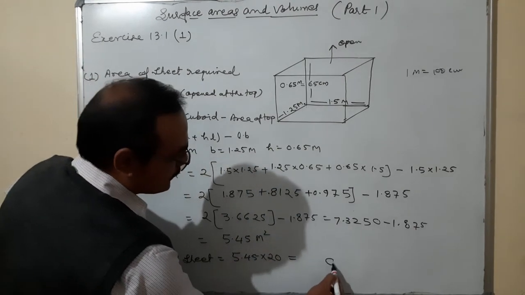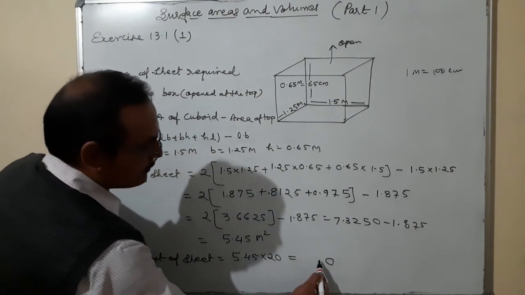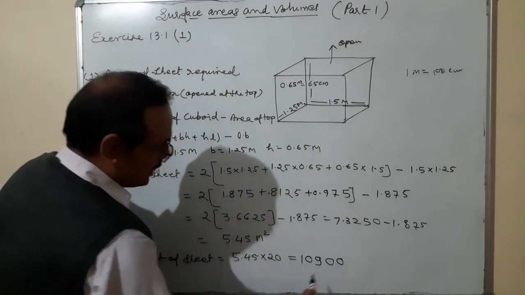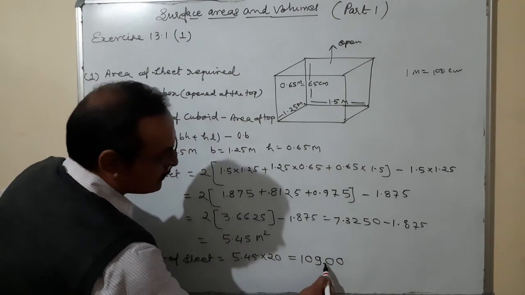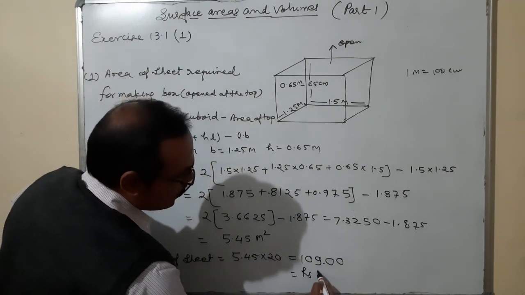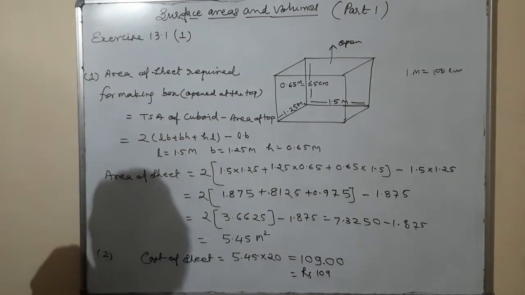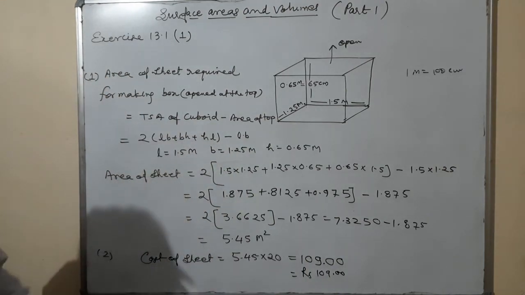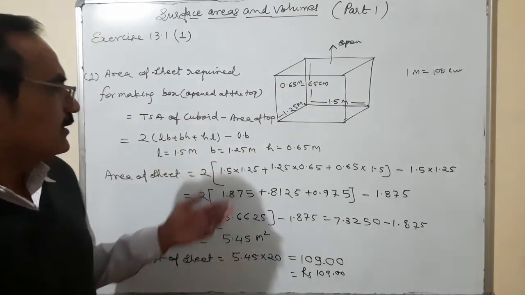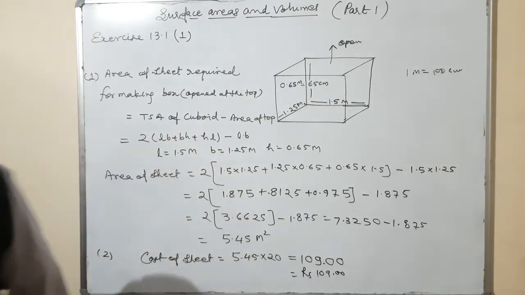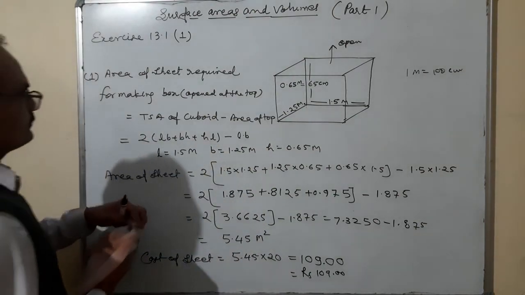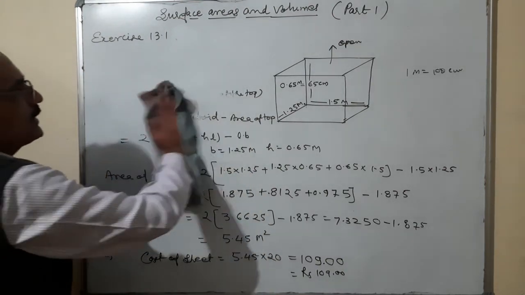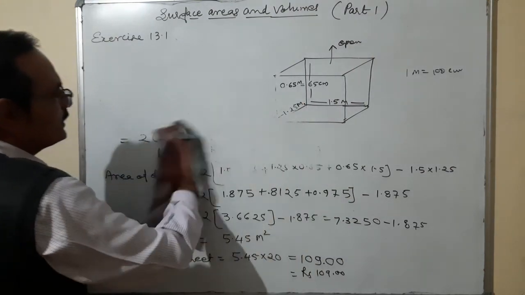5.45 multiplied by 20 gives 109.00, so rupees 109 will be the cost of the sheet which is required for making this box. Okay, so this is the procedure by which we'll have to solve the questions. My suggestion to everyone: make a diagram first, and write whatever the perimeters and sides are there.